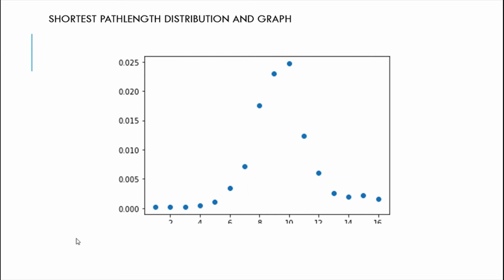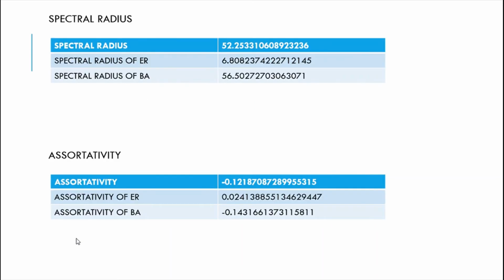The diameter that we took was 16. The spectral radius is 52.2533. For ER it's 6.808. For BA it's 56.5027. Assortativity is negative because the dataset is highly distorted. This means the nodes are connected to other nodes with different degree. Connections of a node are very few. That's why we get a negative assortativity. For ER we are getting a positive 0.024 because the nodes are connected with the same degree.